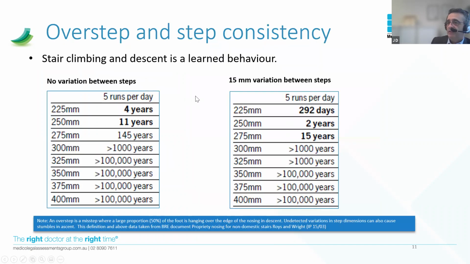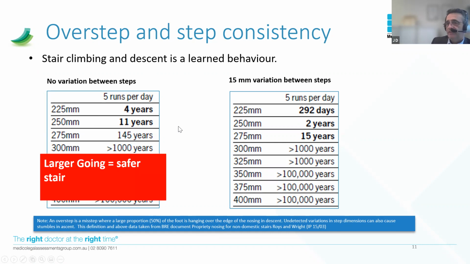Now, the risk of an overstep is dependent on the dimension of the step. So here we have a table which says a going dimension of 225 millimeters, you expect an overstep to occur every 4 years. But if you increase that going dimension to 250, which is the BCA minimum, the building code minimum, the overstep risk is reduced, and you may expect an overstep every 11 years. Typically what that's telling us is the larger the going, the safer the step.